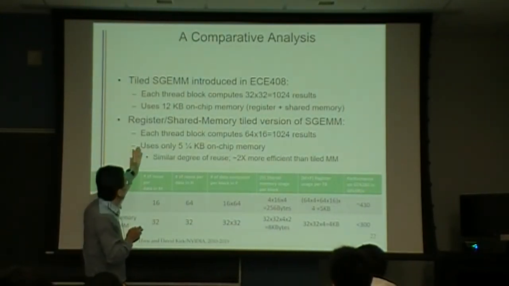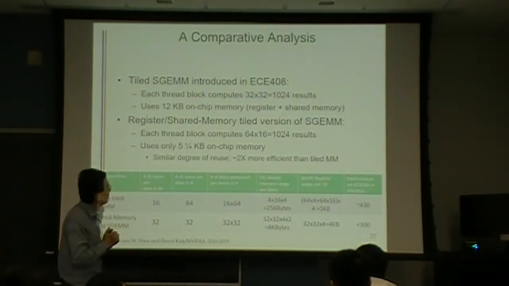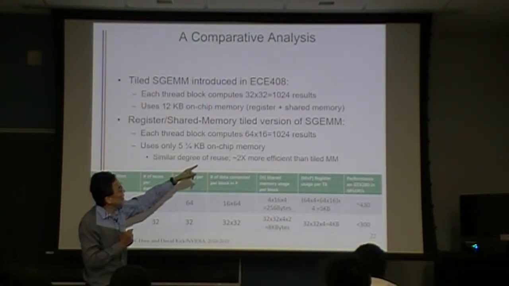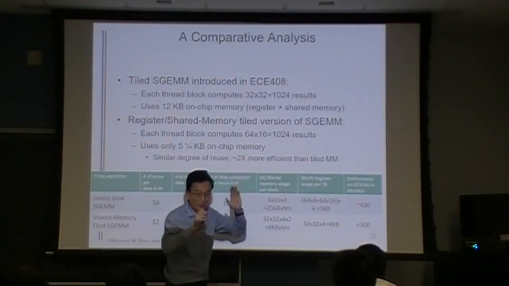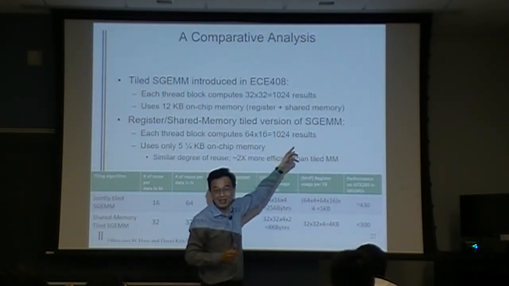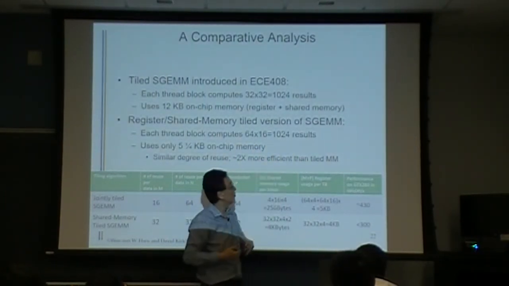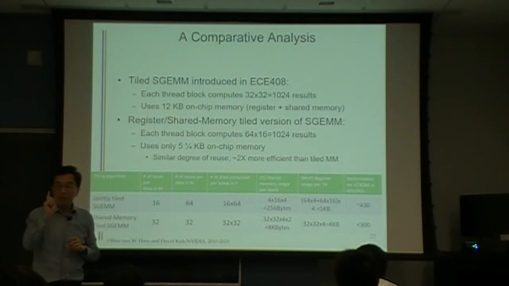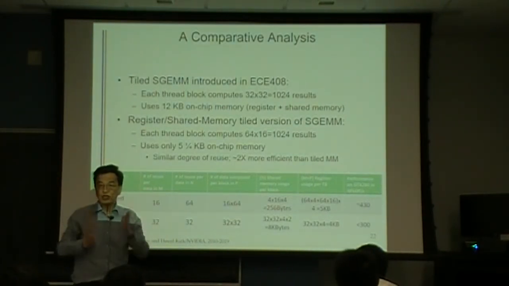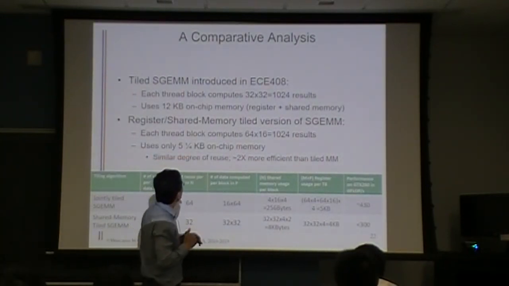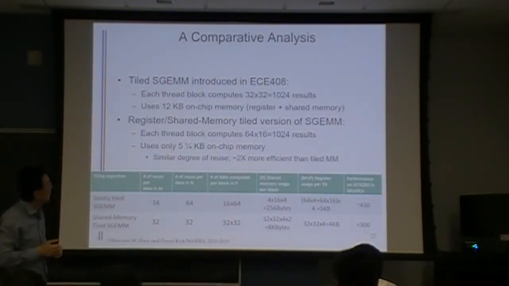And then for the register shared memory tiling version of SGEMM, each thread block computes 64 by 16 results, right? So the number of P elements in the tile is dictated by the tile width N times tile width N, right? Remember that rectangular tile of output. So we still need to keep 1,024 results. We keep the same number of results, but a different shape. Rather than 32 by 32, it's 64 by 16. Fine. And then we only need to use 5.25 kilobytes of on-chip memory.